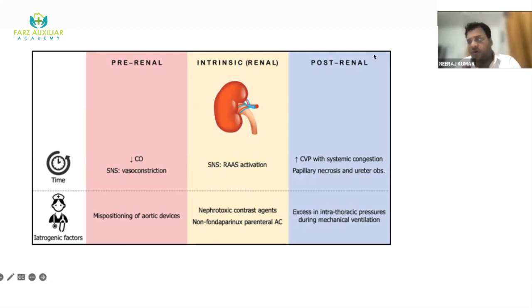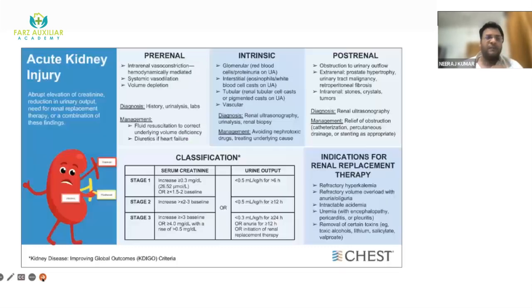But if you concentrate on the post-renal causes, it is very important that in these patients there is systemic congestion leading to increased central venous pressure. Why is it so? Because of the obstruction. Pre-renal means outside the renal, renal means inside the renal, and post-renal means beyond the renal. So always think of causes like the urethra, bladder outlet obstruction. It may also be because of excess intrathoracic pressure during mechanical ventilation. Again, you have to think of these for the cause of post-renal failure.